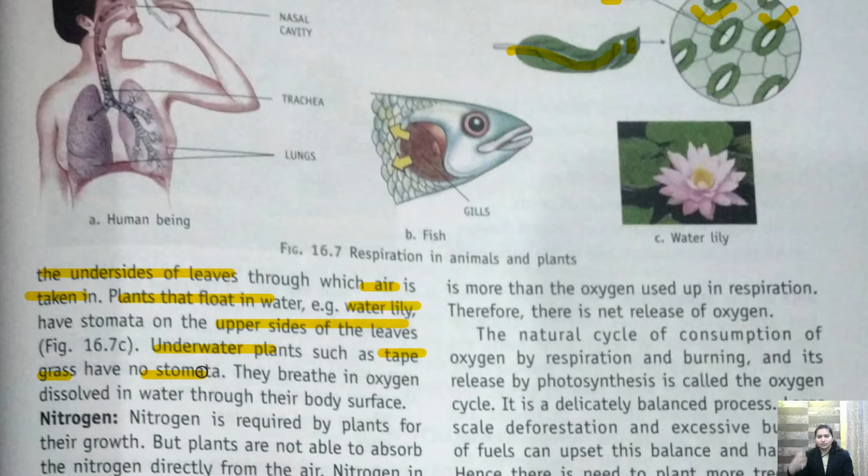Definitely they will take the oxygen from the water, that is inside the water, but the surface of its body will dissolve or take the oxygen or air, and the surface of the body will exhale it out. Okay, there is no stomata, but the surface of the body will act as a lung, we can say. So underwater plants like tape grass have no stomata. Children, this is important. They breathe in oxygen dissolved in water through their body surface. So breathe in through the body surface.